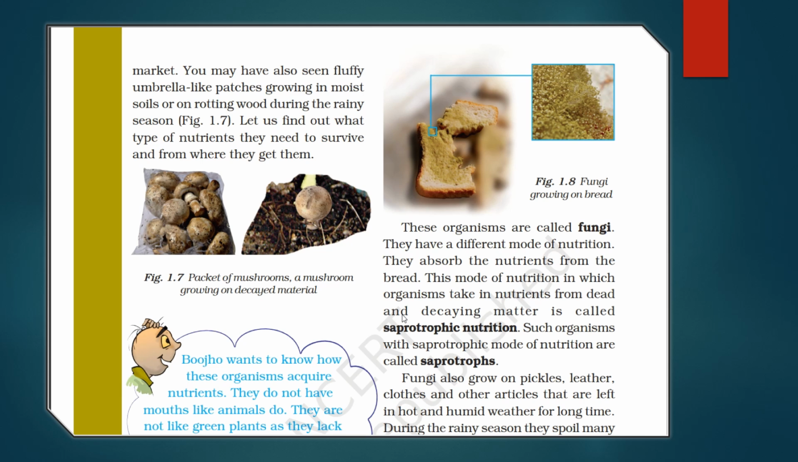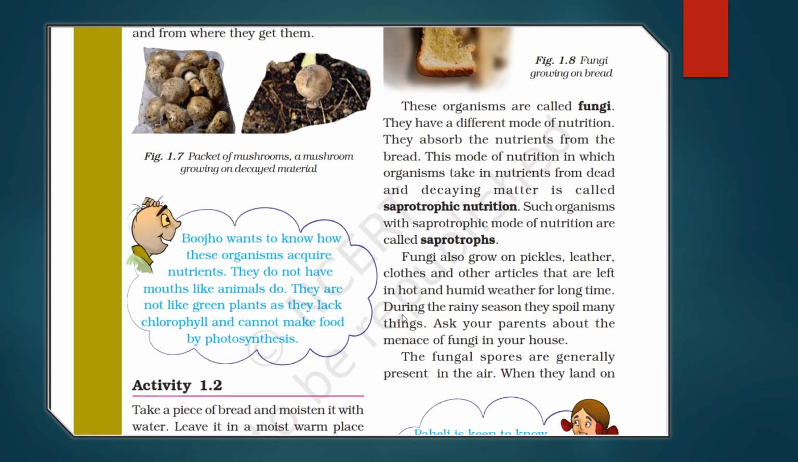This mode of nutrition in which organisms take in nutrients from dead and decaying matter is called saprotrophic nutrition. So what is this mode of nutrition in which organisms take in nutrients from dead and decaying matter? They are not alive, they are the dead ones. So taking nutrients from dead and decaying matter is called saprotrophic nutrition. Such organisms with a saprotrophic mode of nutrition are called saprotrophs.